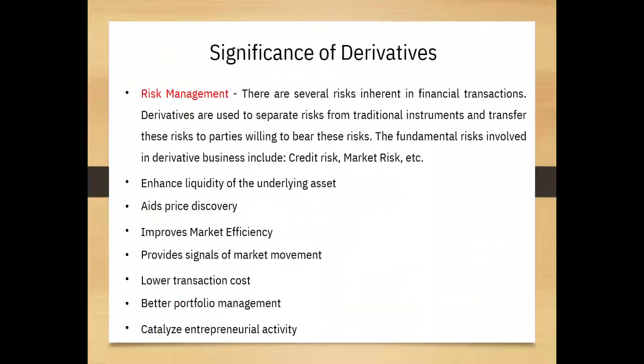Then, what is the significance of derivatives? What is the importance of derivatives in the present situation? The main thing we can identify about derivatives is risk management. There are several risks inherent in financial transactions, so the main advantage is that derivatives can mitigate and reduce risk. Derivatives are used to separate risk from the traditional instruments and transfer these risks to the parties willing to bear them. The fundamental risks involved in derivatives are credit risk and market risk.